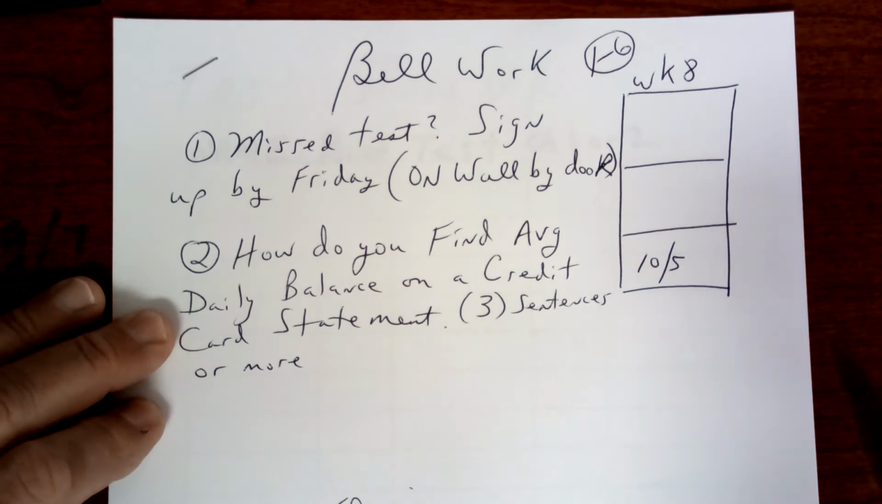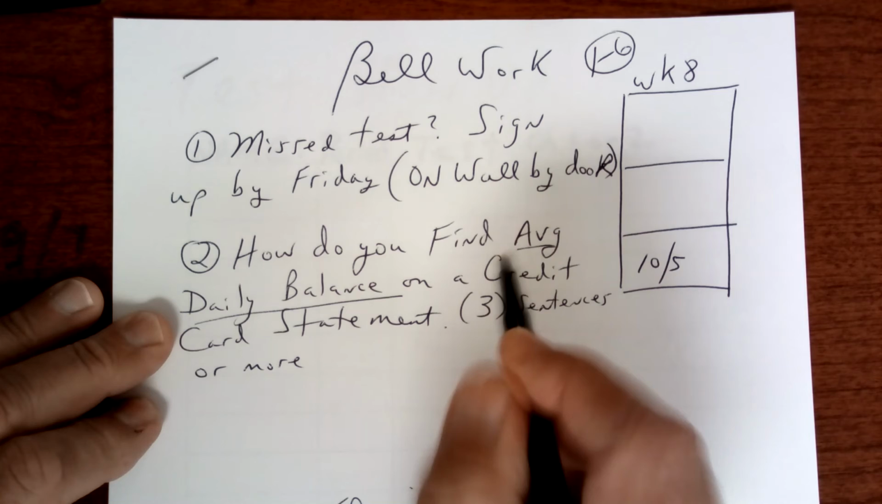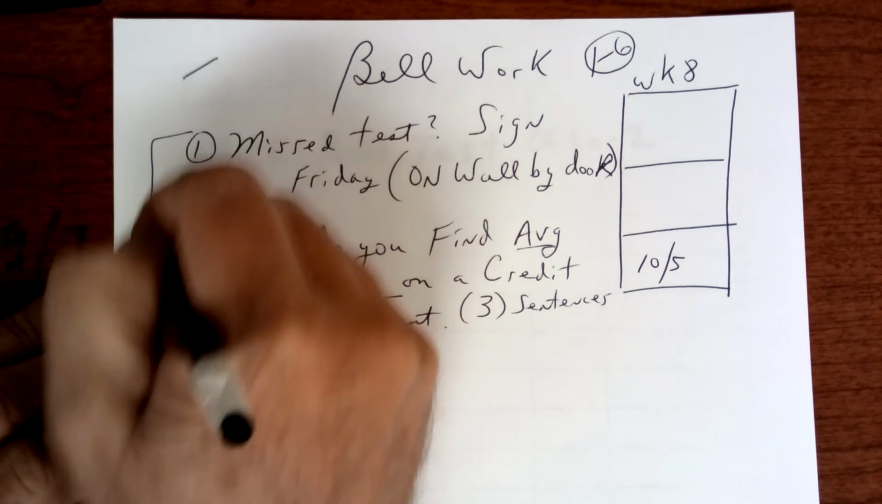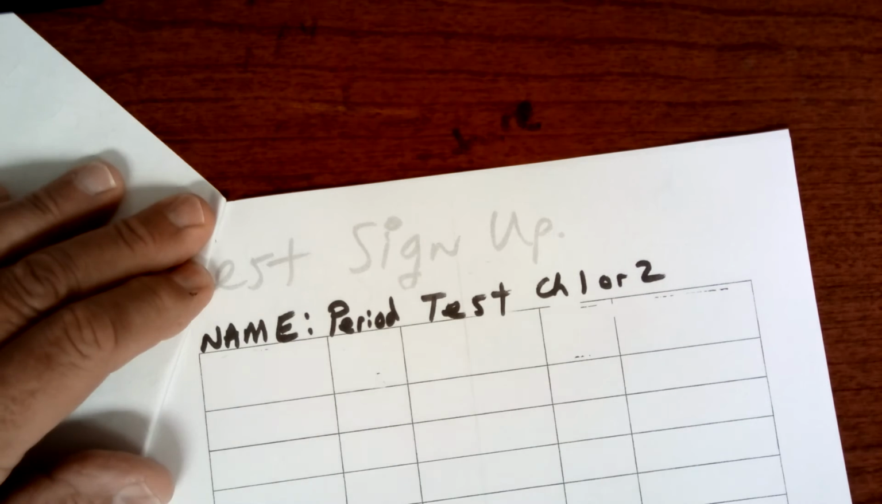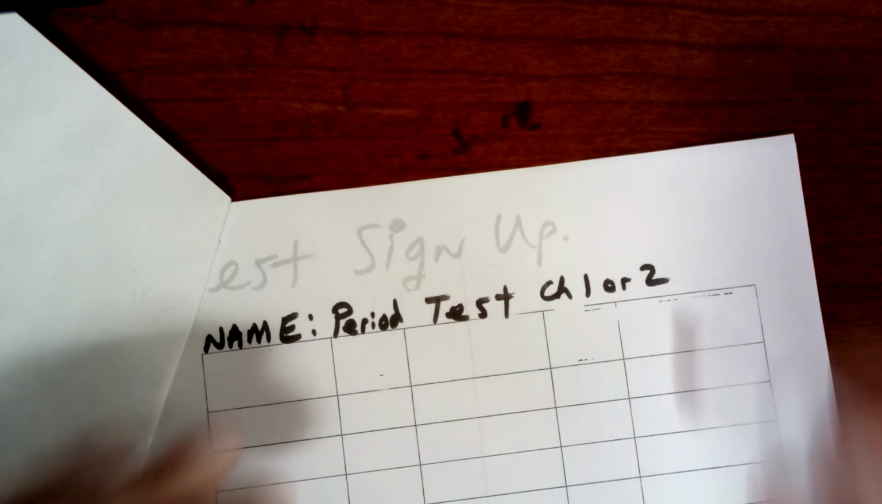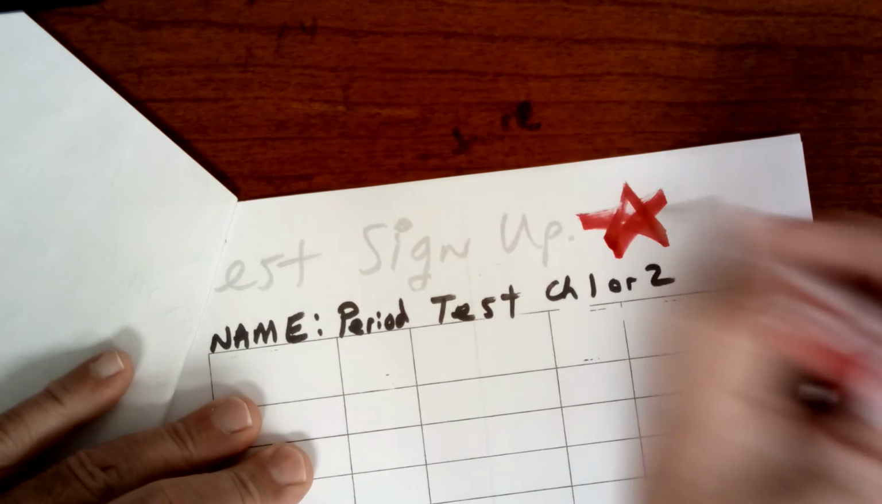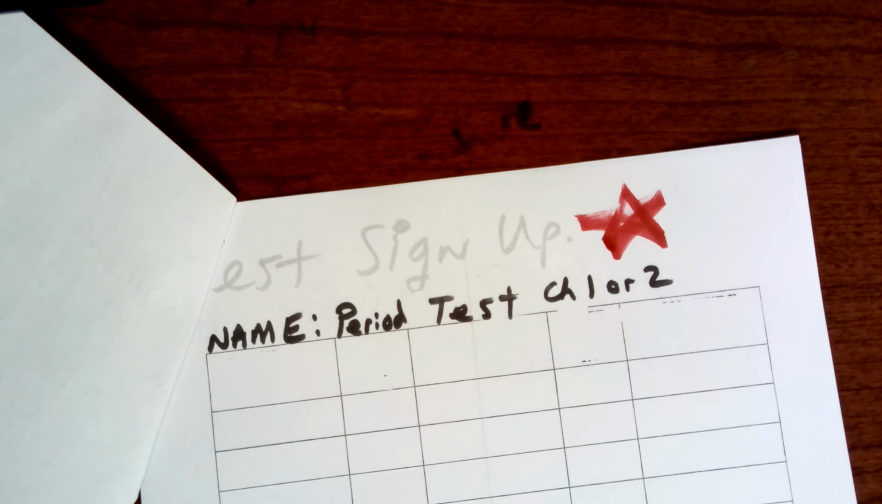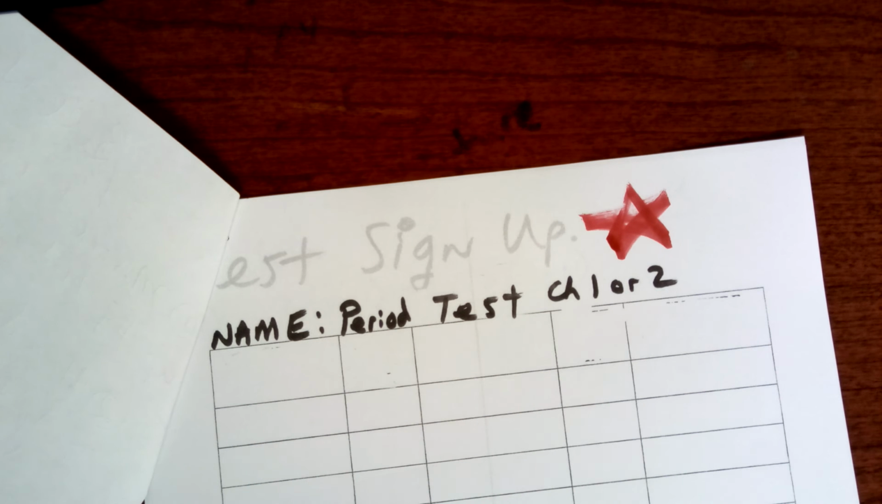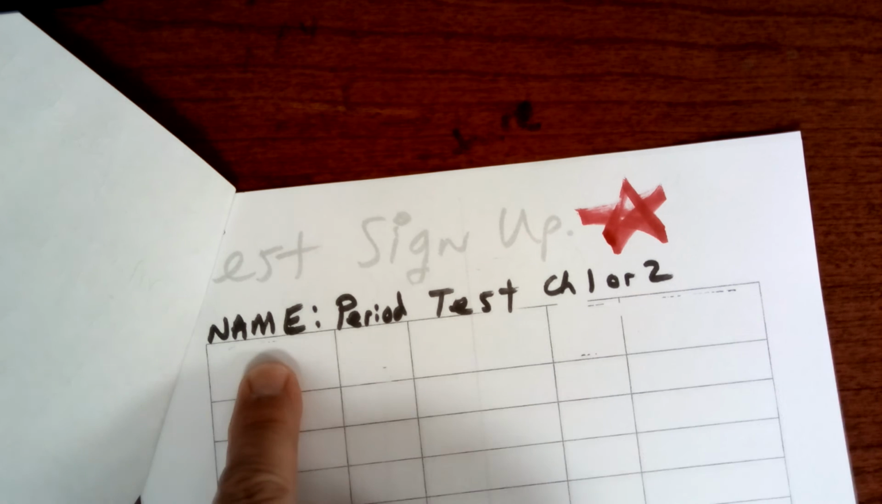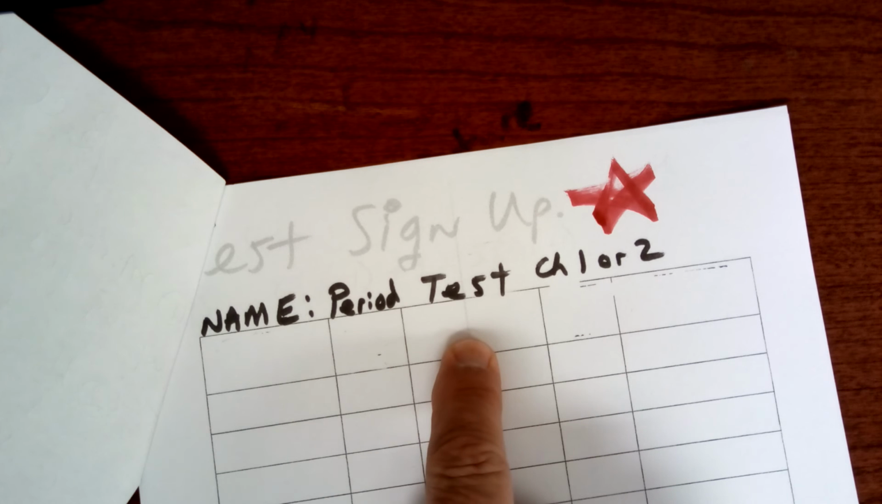But before we do that, if you missed a test, there's going to be a sign-up sheet on the wall, and I'll put a star on it. Make sure you sign up so I can open it back up on Canvas for you to take it. If you fail to do so, you'll have to wait till week 9, which isn't that far away, but I want name, period, and what test, test 1 or test 2.